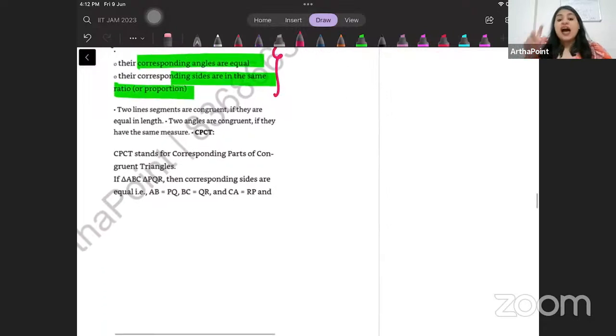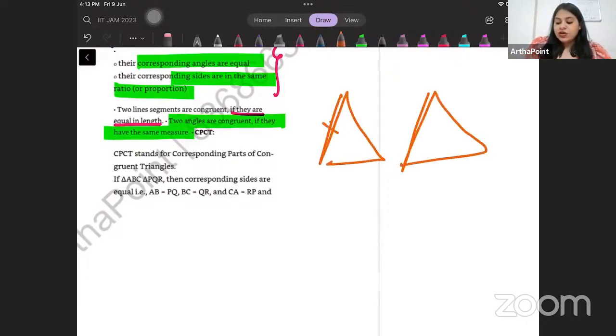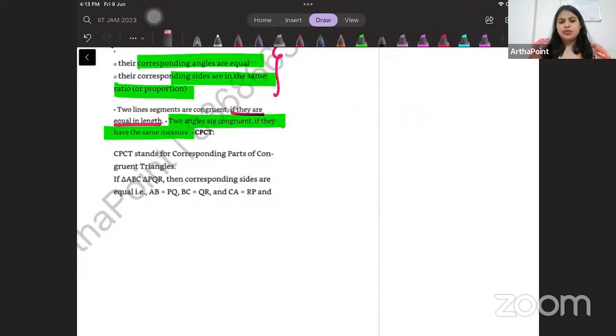Two line segments are congruent if they are equal in length. Two angles are congruent if they have the same measure. And this is called CPCT. CPCT means corresponding parts of congruent triangles. So if I have two triangles which are congruent, then the corresponding parts of the two triangles should be equal to each other. Let us take an example.